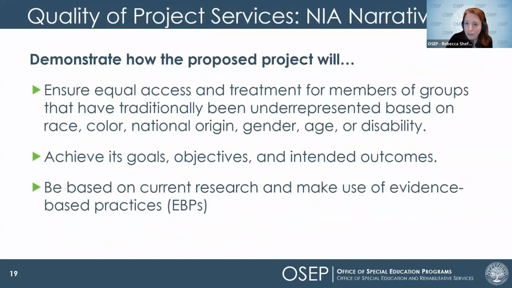Slide 19 relates to the quality of project services. This section of the narrative should address how the proposed project will ensure equal access and treatment for members of groups that have been traditionally underrepresented based on race, color, national origin, gender, age, or disability. Also, this section should include how the proposed project will achieve its goals, objectives, and intended outcomes, and be based on current research and make use of evidence-based practices. For example, we ask applicants to describe how the proposed project will align with current research and evidence-based policies, procedures, and practices which support the selection, procurement, and use of accessible digital educational materials and instruction for children with disabilities.